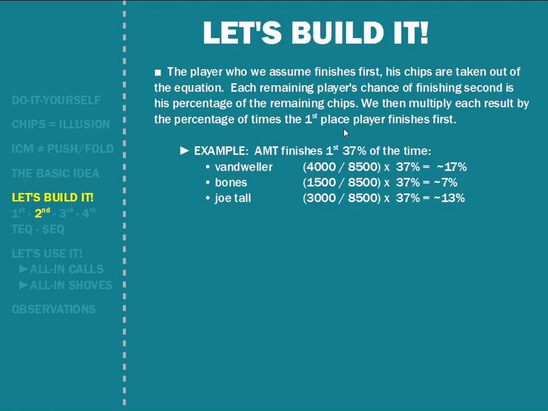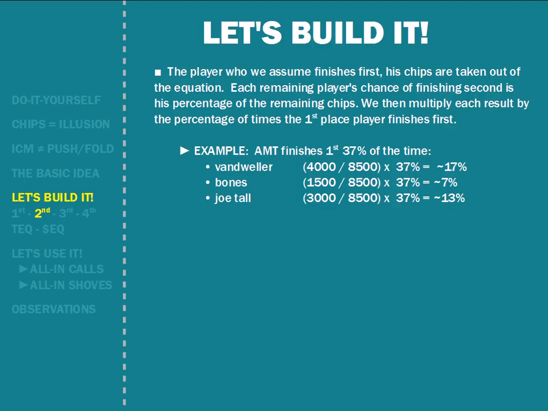So, for example, AMT finishes first 37% of the time. We take his chips out of the equation, and he had 5,000 chips, so there are 8,500 total chips left between the three players who didn't finish first. vandweller has 4,000 of them. So we divide 4,000 by the remaining 8,500 chips, and then multiply that number by the percentage of the time that AMT finishes first, and we get a number that's around 17%.